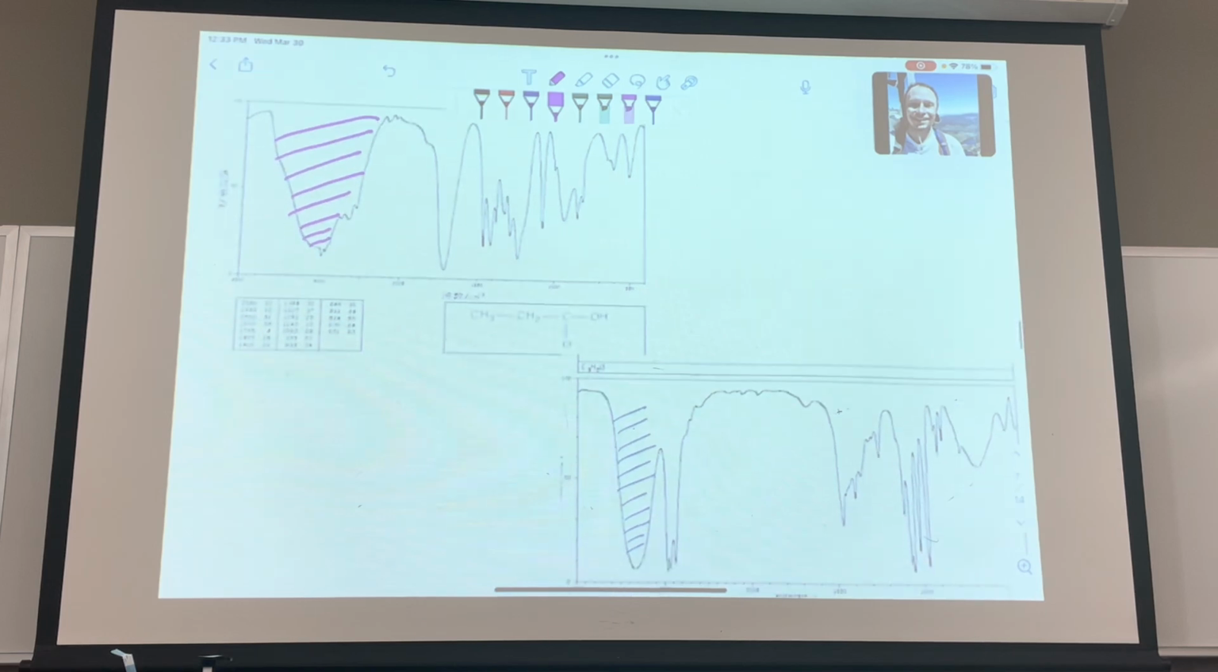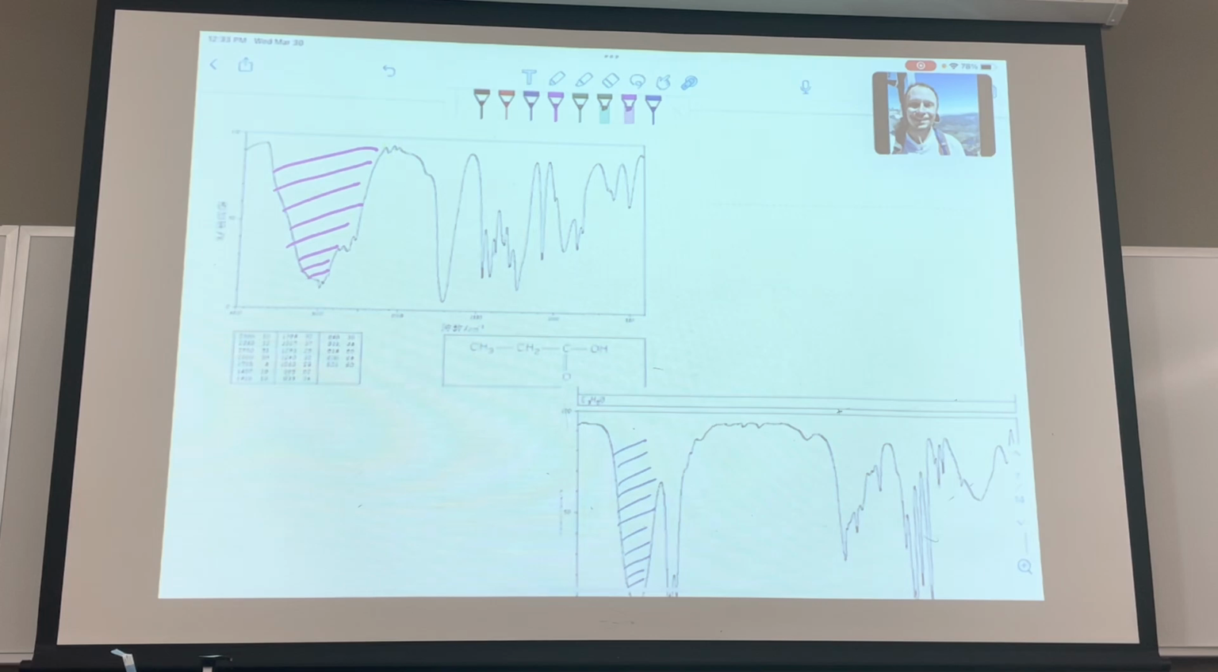So it's pretty strong and broad for an alcohol. But the carboxylic acid, I mean, it's like 1,000 wave numbers. I mean, it almost looks like the instrument is broken. But that goes to show you the strength of those hydrogen bonds in carboxylic acids. They're much, much stronger than for alcohols.